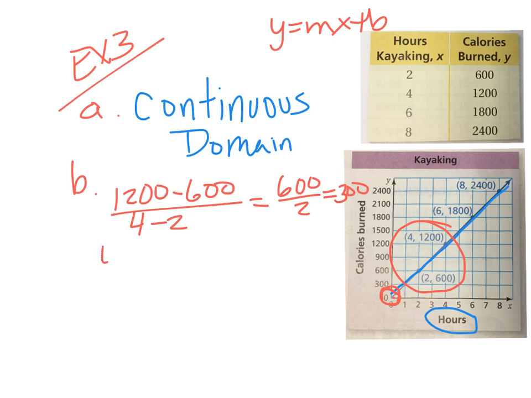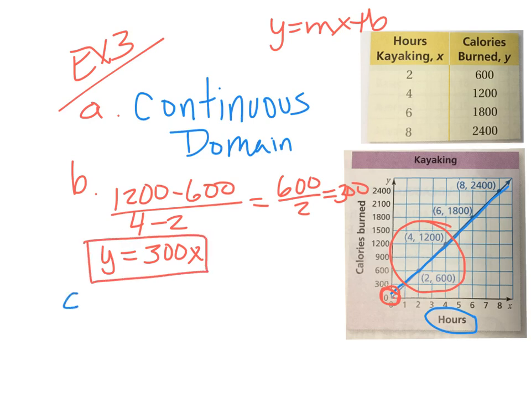So my equation is going to be y equals 300x, because 300 is my slope, and then you could say plus 0 on the end of it, but since it's plus 0, you can actually just leave it off. So your linear equation would be y equals 300x. Okay, so that's the answer for B. Whoops, forgot to switch back to my pen.